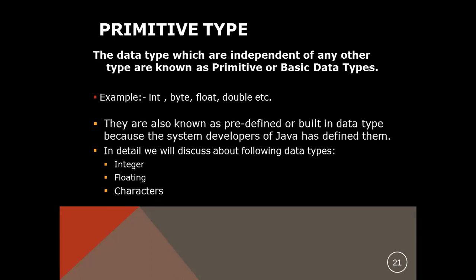The basic primitive data types are int, byte, float, double, etc. They are also known as predefined or built-in data types, because the system developers of Java have defined them when Java was created. In this chapter, we are going to learn in detail about three primitive data types, that is integer, float, and characters.